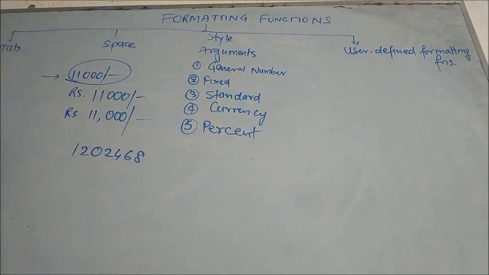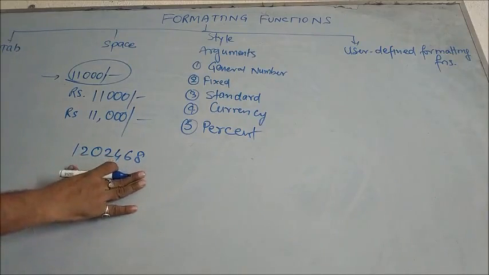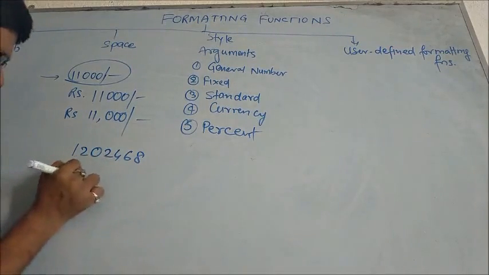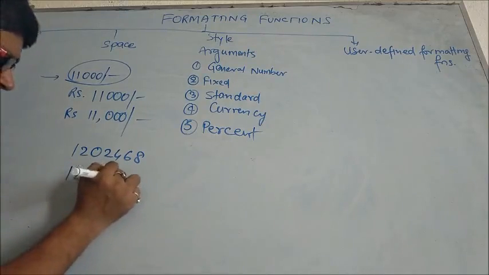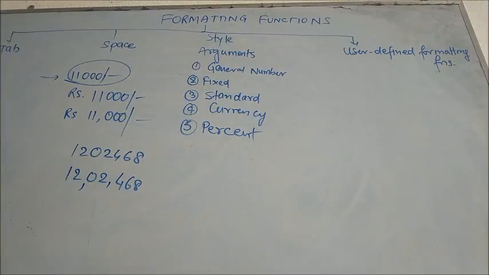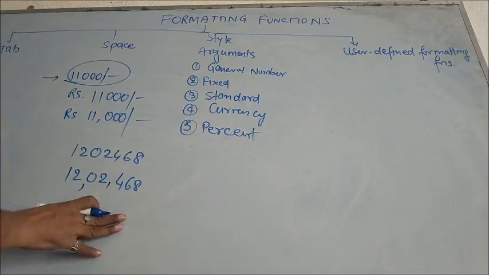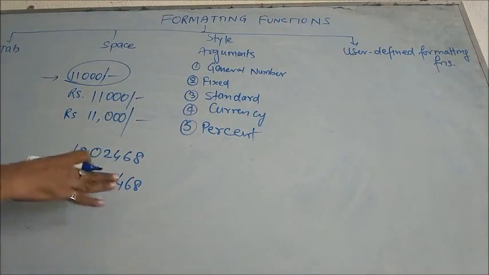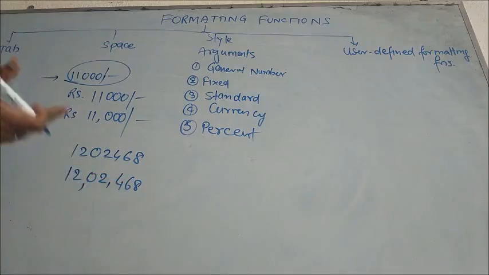Or suppose you want to write a number like 1202468. In my opinion, this number should be displayed in this way, and here we can easily tell what this is. So why is this type of formatting function used? It is used to display a report to the user in a much better way, right? So it is for this reason only that we are using formatting functions.